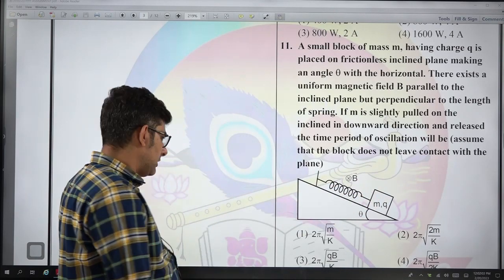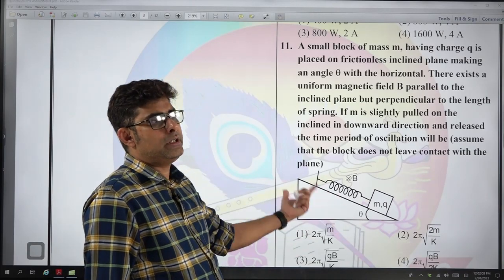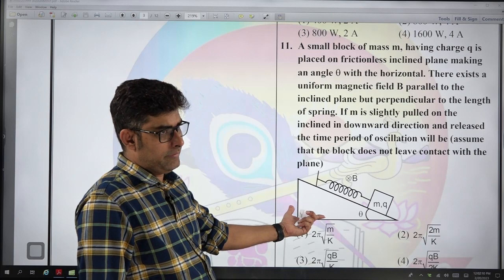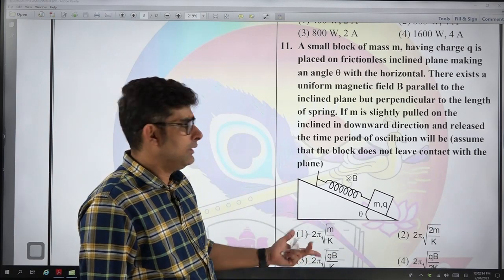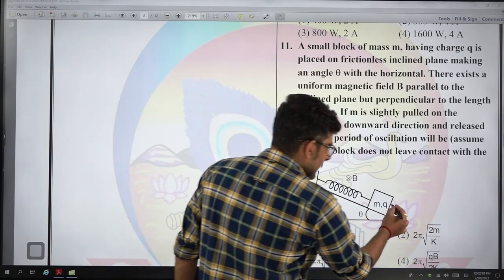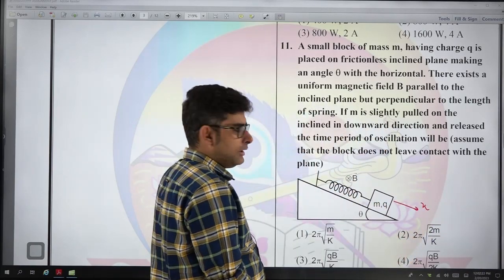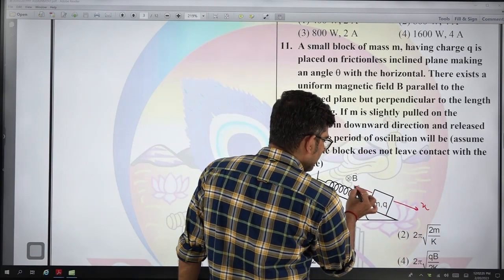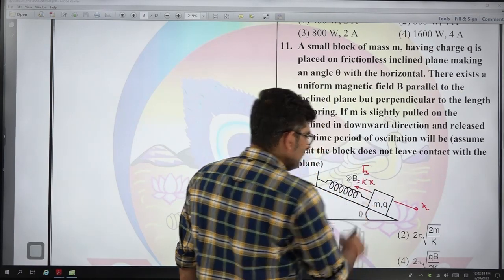First of all, you should not forget that the time period of oscillation in a spring block system is independent of constant conservative forces. So the correct answer should be 2 pi under root m by k only, no change. Directly you can say so. How you can also justify it is that suppose you push it down by x, then which one will be the restoring force? The restoring force is the spring force, which is kx.